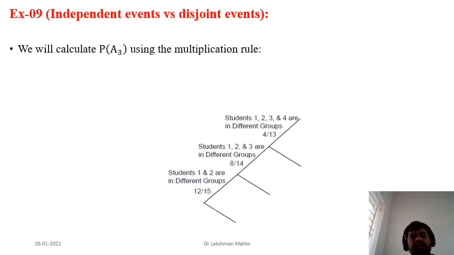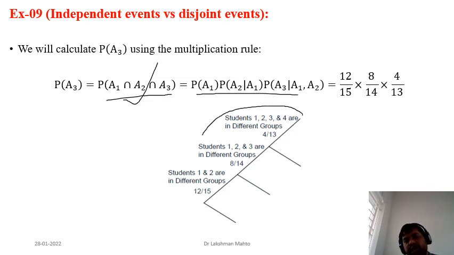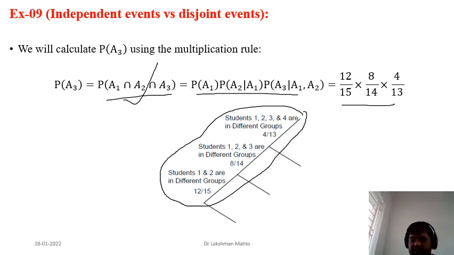Okay, so what is our desired probability? The desired probability is the probability of A3. The probability of A3 is just the probability of the intersection of A1, A2, A3. So again, we have to apply the multiplication rule, or simply the chain rule, or you can visualize it from this tree diagram. So the desired probability is this one: 12 by 15 into 8 by 14 into 4 by 13.